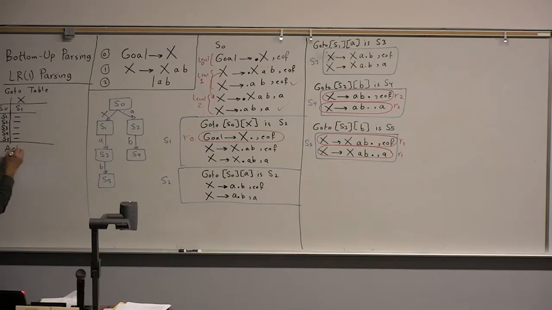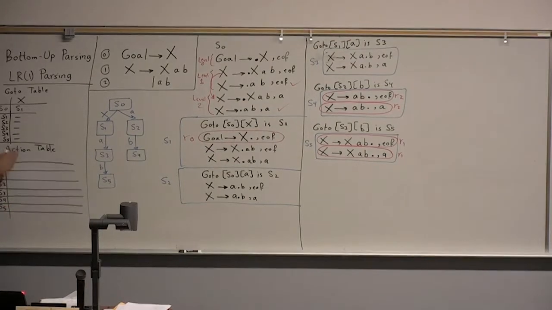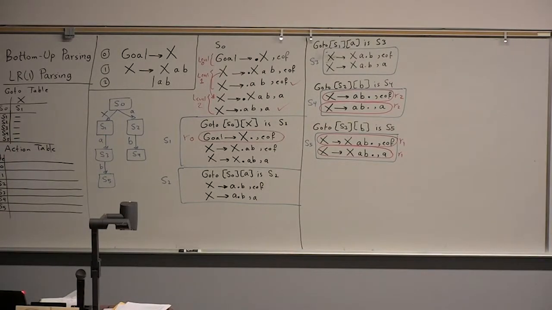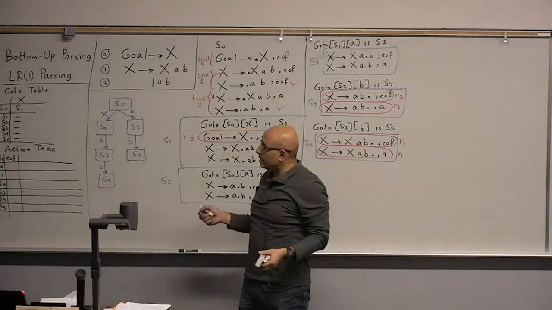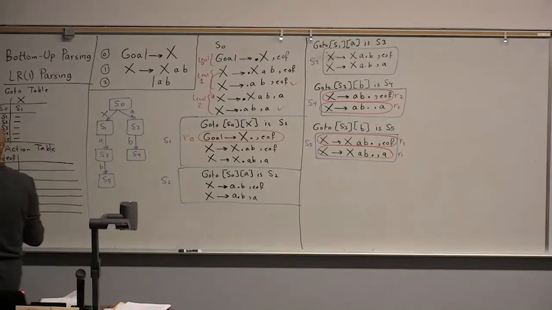Now the action table. So we have the states S0, S1, S2, S3, S4, S5. What should the columns represent in the action table? All the terminals, including end of file. Because when we are parsing, our look ahead is either a terminal or an end of file. So remember, in the action table, we only have end of file or terminals.